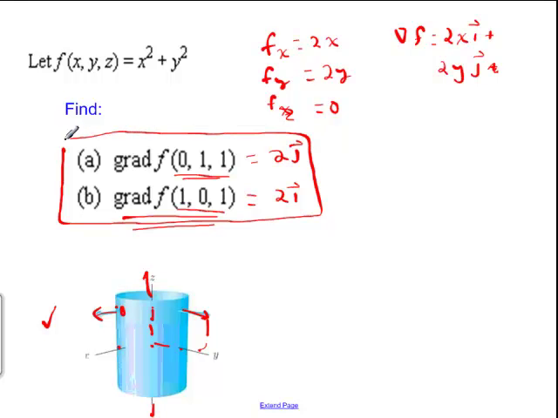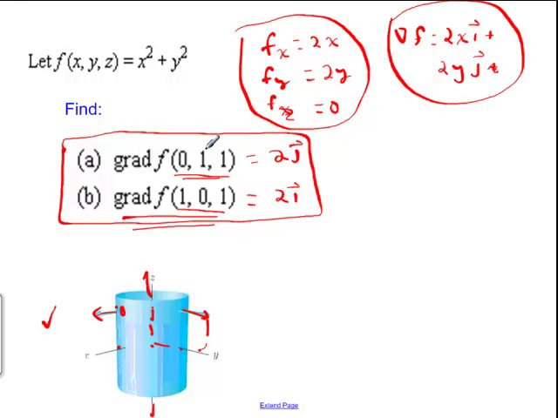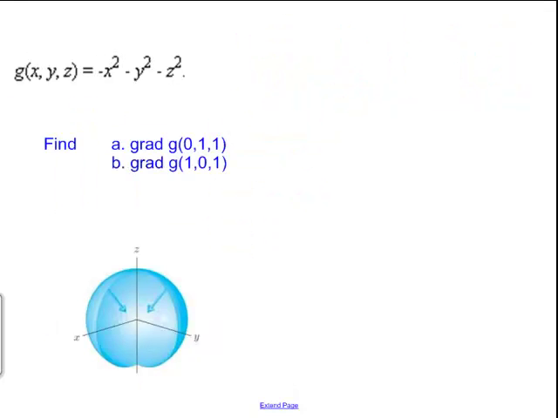So the steps for finding gradient vectors: find the partial derivatives, find the general gradient vector, and then just plug in the points. And again, what that vector does is it points in the direction of the greatest change, and it's perpendicular to the level surface. So a little bit more practice.